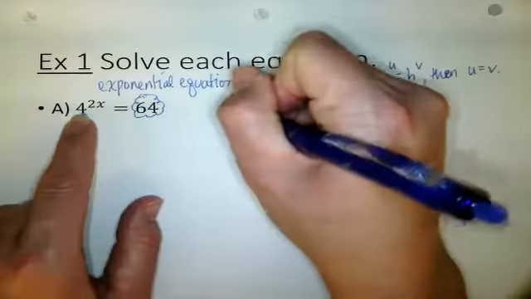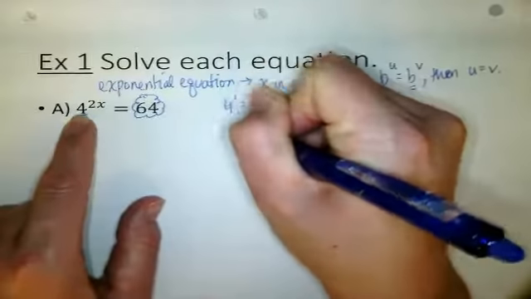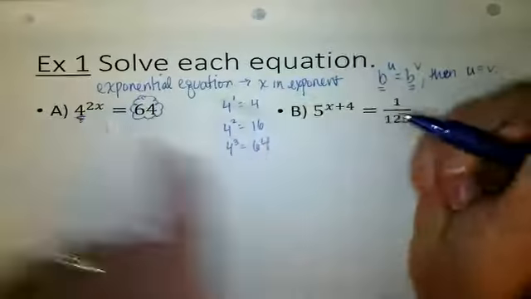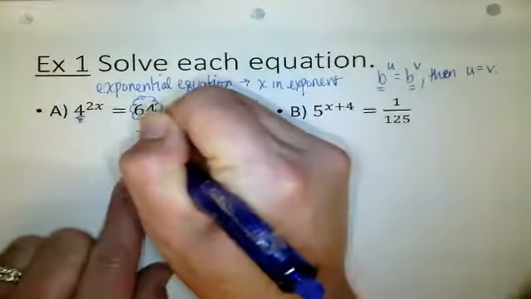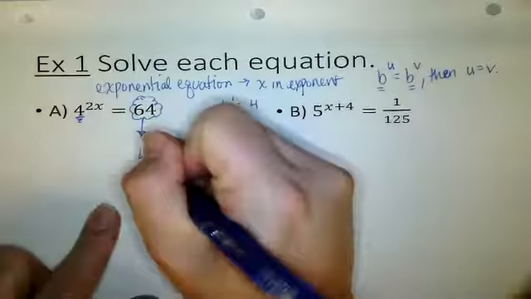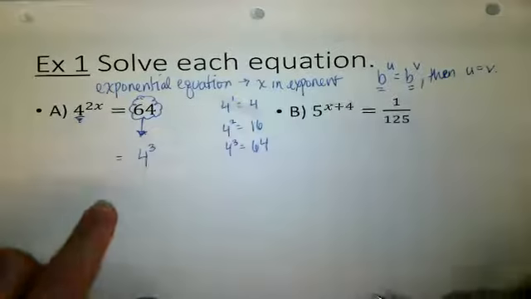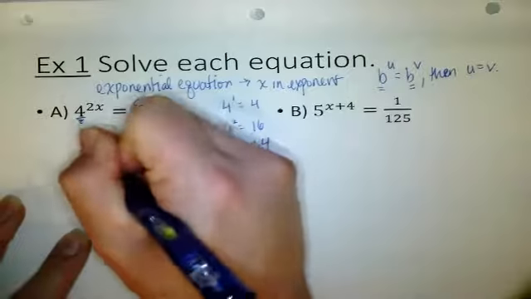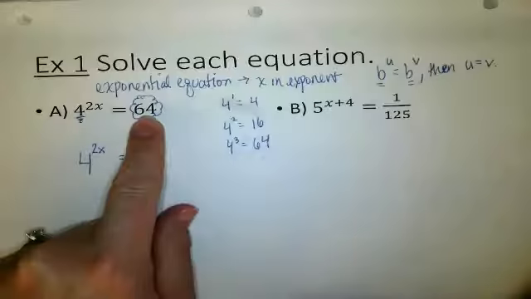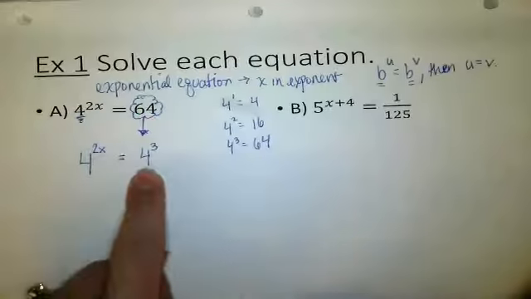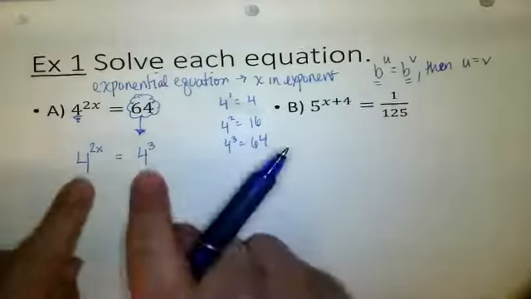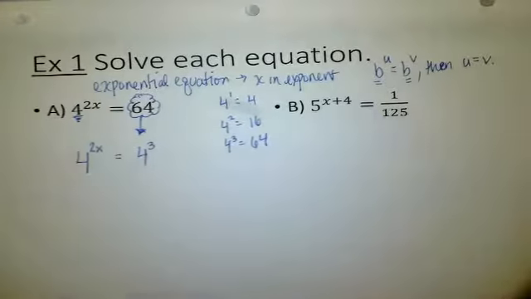So let's think. 4 to the first is 4. What's 4 squared? 16. What's 4 cubed? 64. So I can trade in 64. What can I trade in 64 for? 4 to the third. So we can use powers to create simple equations sometimes. So we're trading in 64 for what it's equal to, which is 4 cubed. 4 cubed is the same as 64. Now, if the bases match, what must be true?